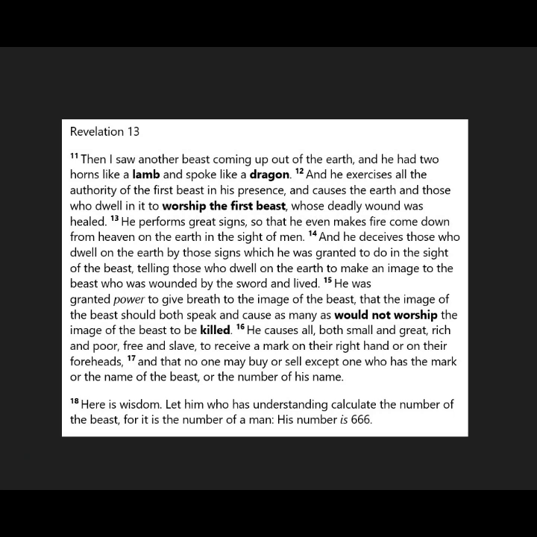Okay, welcome to part one of a two-part video series. I'm reading out of Revelation chapter 13. I'm going to start in verse 15. He was granted power to give breath to the image of the beast, that the image of the beast should both speak and cause as many as would not worship the image of the beast to be killed. He causes both small and great, rich and poor, free and slave, to receive a mark on their right hand or on their foreheads, and that no one may buy or sell except one who has the mark or the name of the beast or the number of his name.